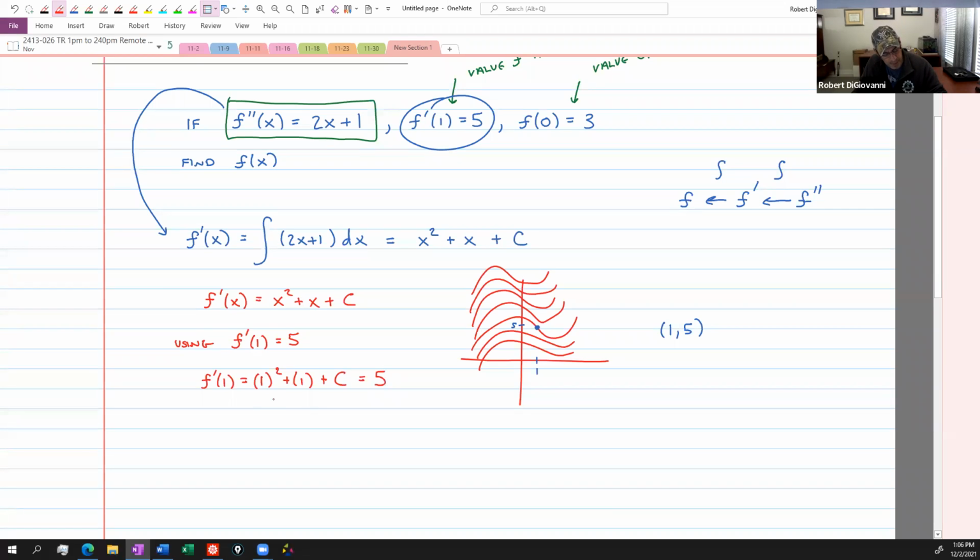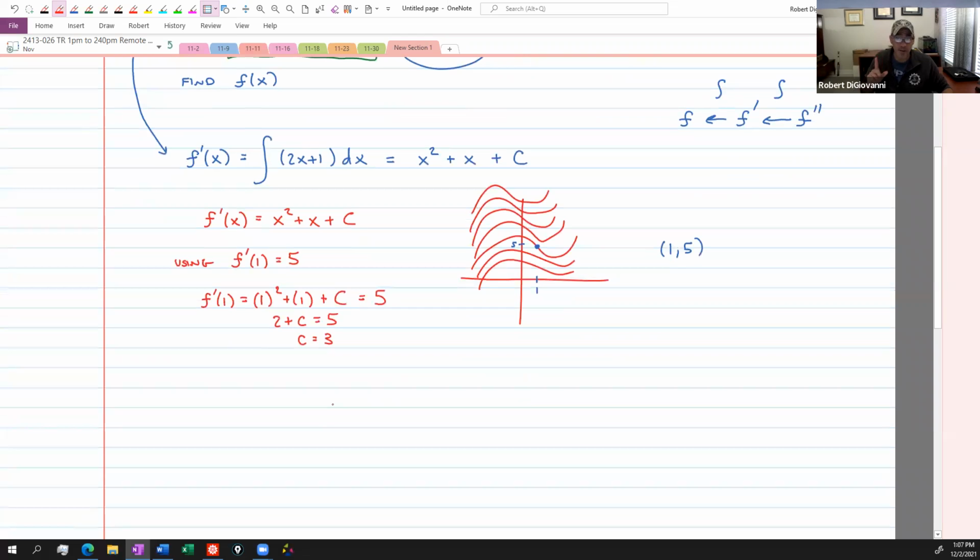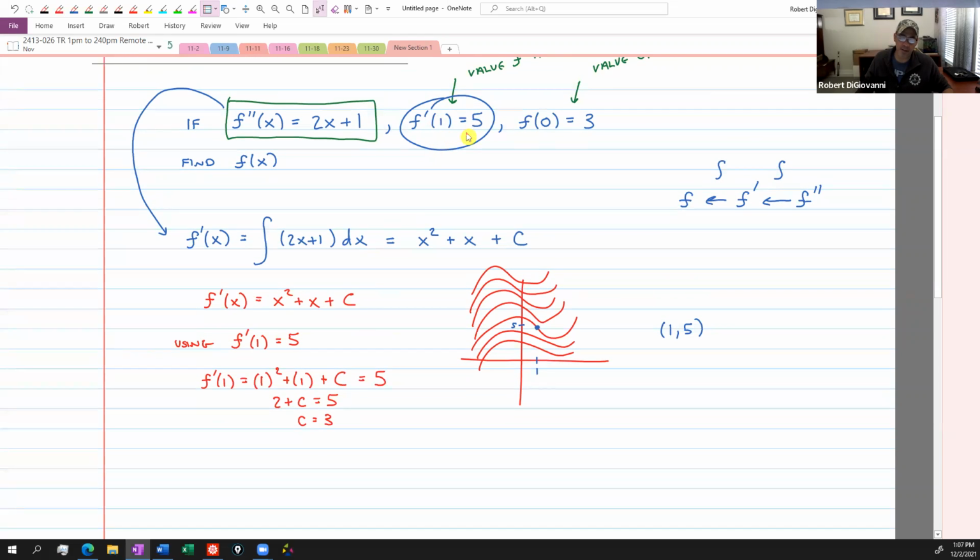And so the left side becomes 2 plus c equals 5. And then you just solve for c. C is 3, subtract 2 on both sides. So now I know what the c is, but I can only recover c because they gave me this information. If they didn't give me this, I wouldn't know what c is, right? But now I do. So now I'm very, very confident that the first derivative is equal to x squared plus x plus 3. Okay, there's my first derivative.